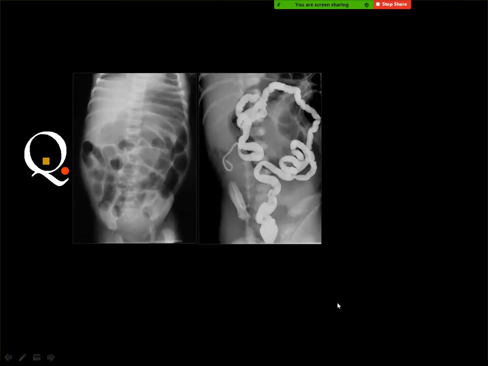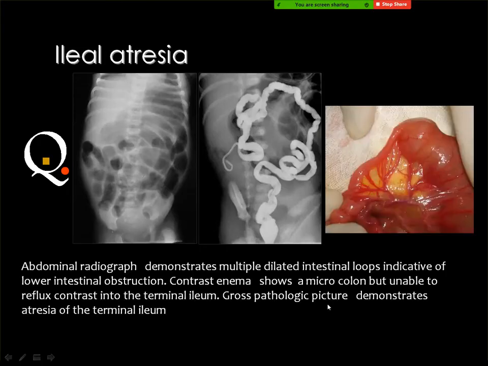Again, microcolon. Yes. And this was ileal atresia. You see this, and this is the atretic segment in the distal ileum, with proximal ileal dilatation and distal attenuation of the colon.